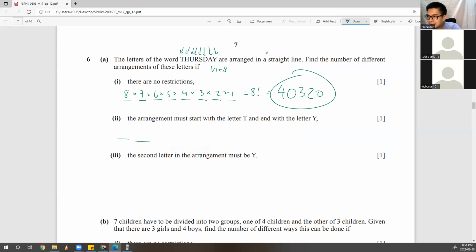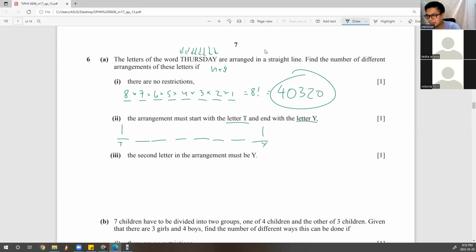The arrangement must start with letter T and end with letter Y. Okay, out of 8, letter T only 1, right? Letter Y only 1 as well. 1, 1. Right? There are 2 absolute necessities. You can't compromise the T and Y because it's already written here. So out of 8, we already occupied 2.